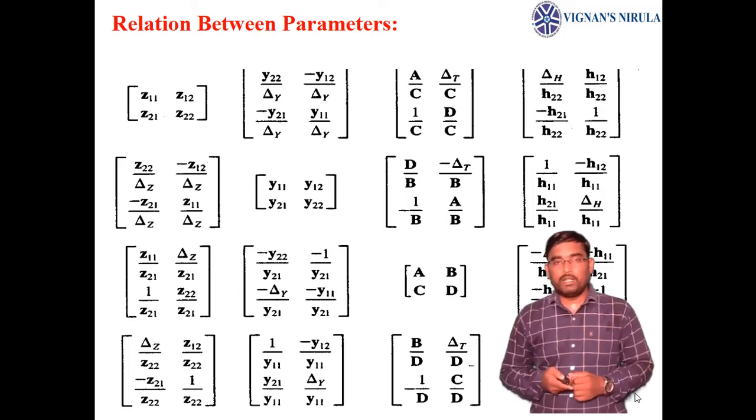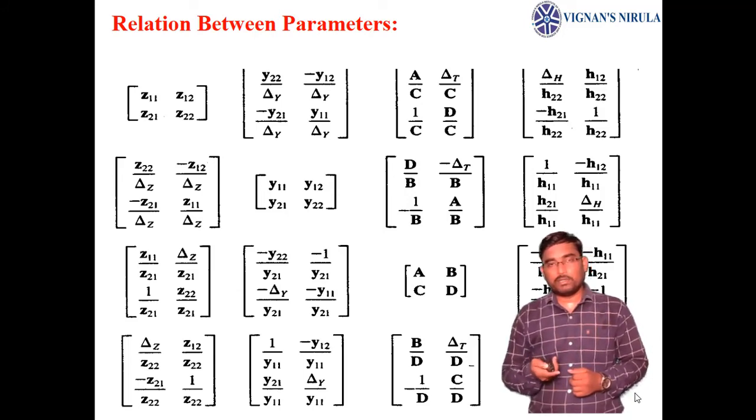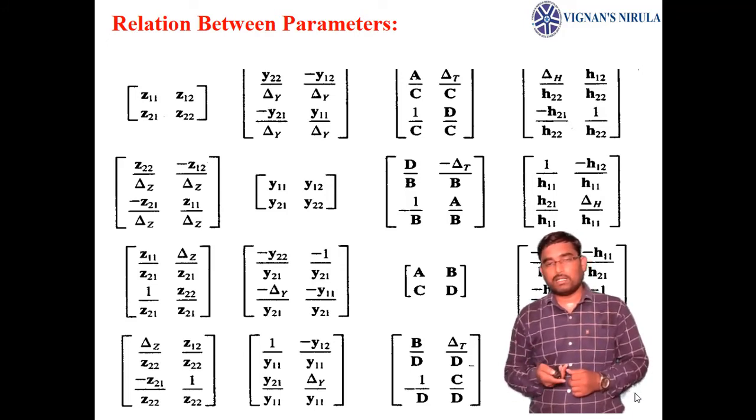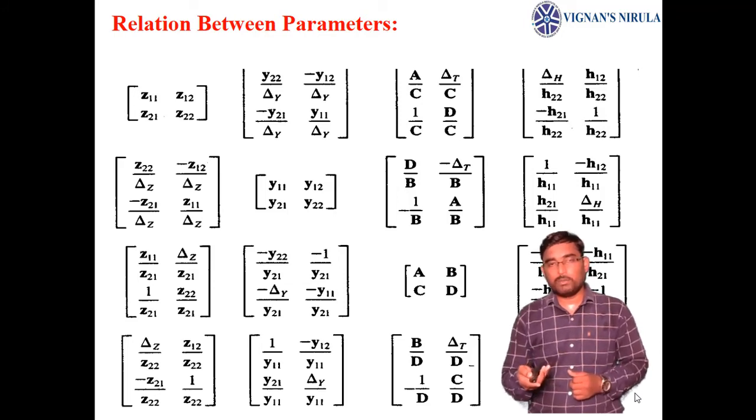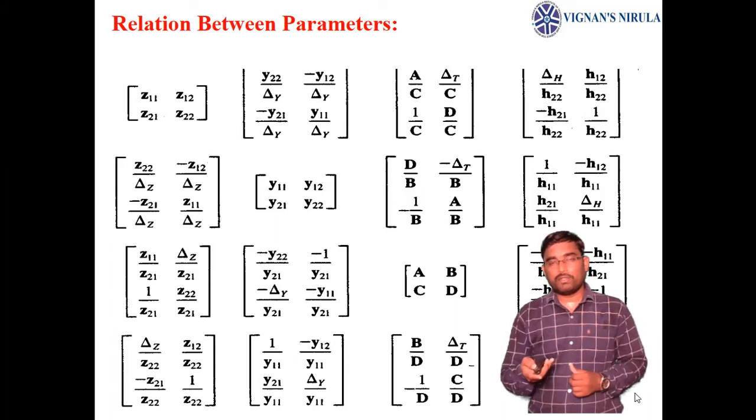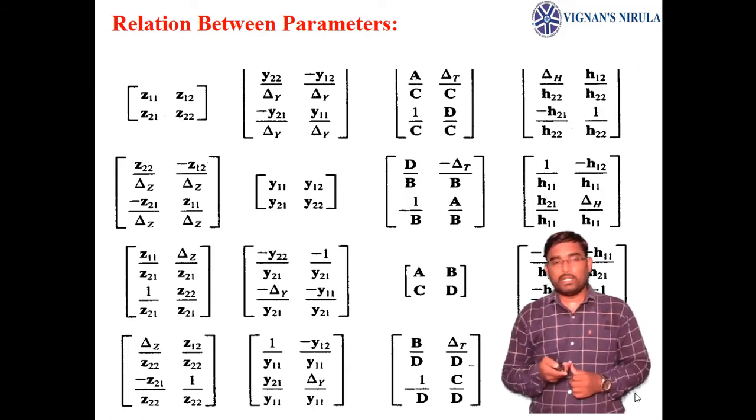Similarly, if you want to write the relation between Y in terms of ABCD, see the third matrix of the second row. Then Y11 equals D by B, and Y12 equals minus delta T by B, where delta T is the determinant of the ABCD matrix, AD minus BC. So Y12 equals minus of AD minus BC by B, Y21 equals 1 by B, and Y22 equals A by B.